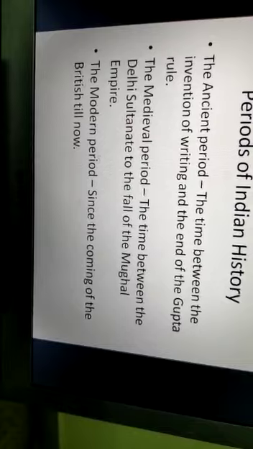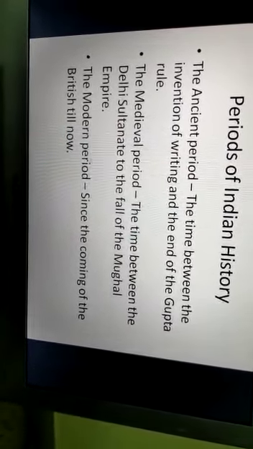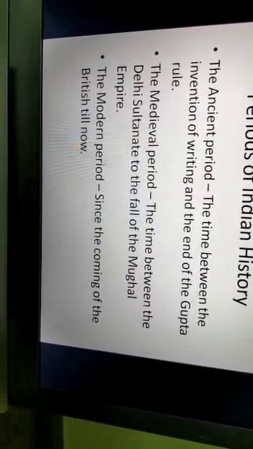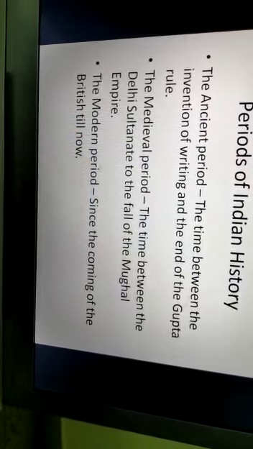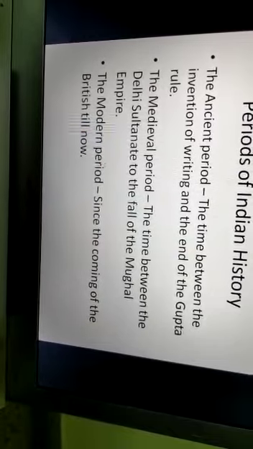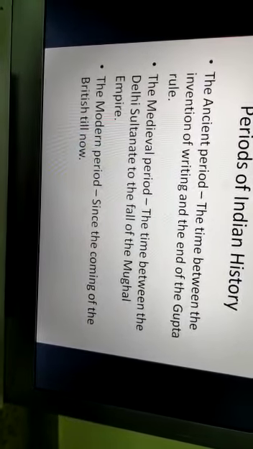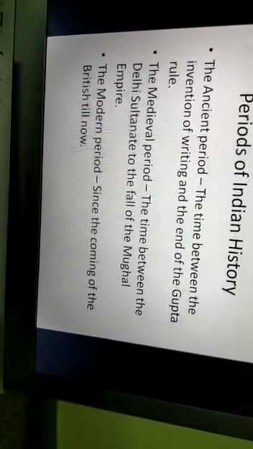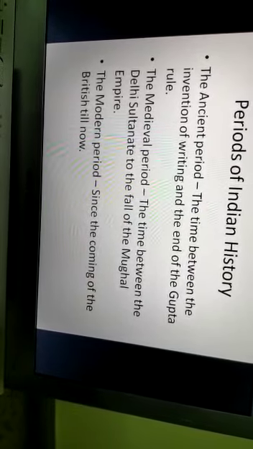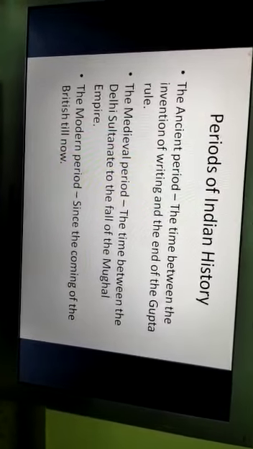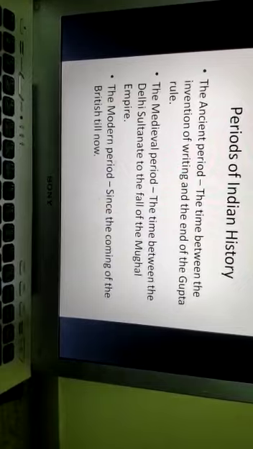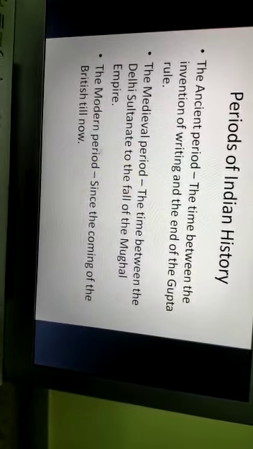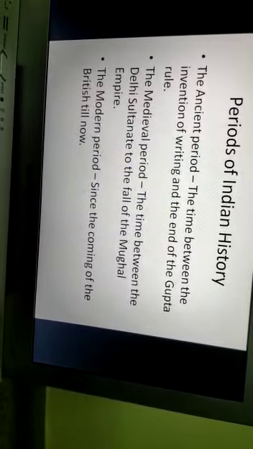Now, I will tell you about the periods of Indian history. The ancient period means the time between the invention of writing and the end of the Gupta rule. The second one is the medieval period, the time between the Delhi Sultanate and the fall of the Mughal Empire. And the modern period is from the coming of the British till now. So the periods of Indian history are divided into three parts: the ancient period, the medieval period, and the modern period.